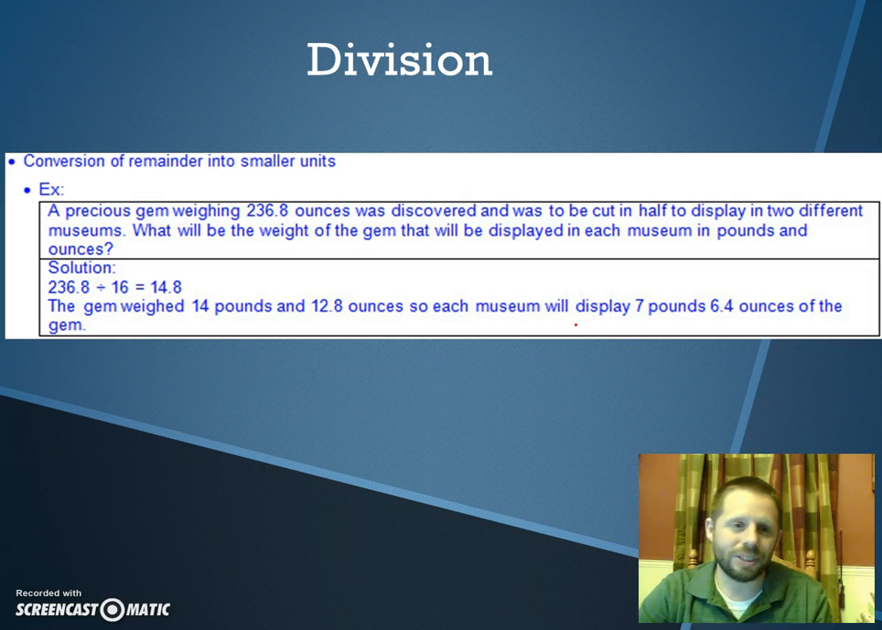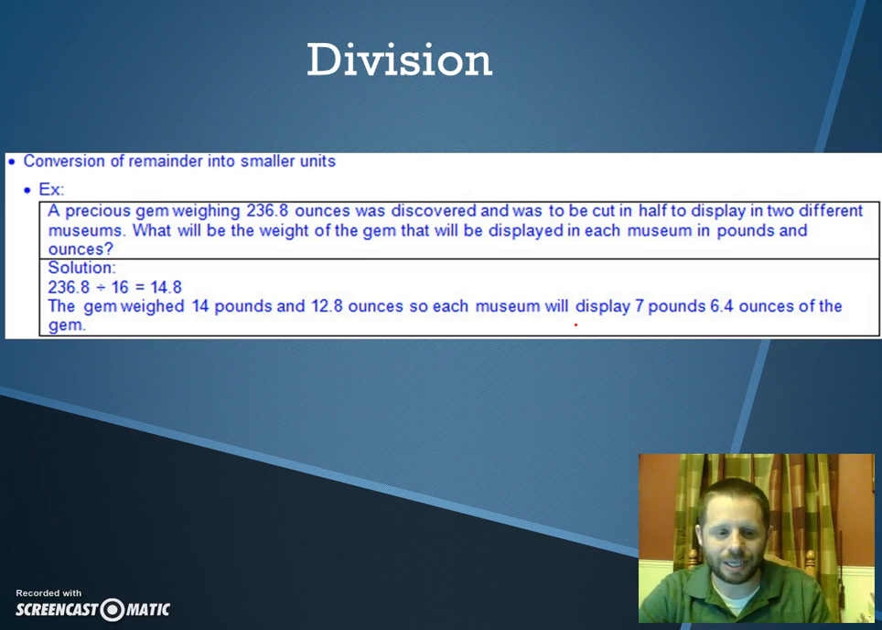So if we divide that, we get 14.8. So the gem weighs 14 pounds and 12.8 ounces, because if it really weighs 14.8 pounds, then we have to find out, well, it takes 16 ounces to make a pound, so 0.8 of 16 is what number? 8/10 of 16, basically, is 12.8. So it's going to be 14 pounds and 12.8 ounces is the weight of the gem. You get that by just multiplying 16 times 0.8. That's where that comes from. So you get 12.8 ounces.